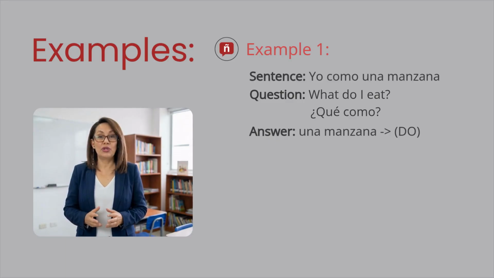Let's see an example. Yo como una manzana. Ask, what do I eat? En español, ¿qué como? The answer is una manzana. So, una manzana is the direct object.